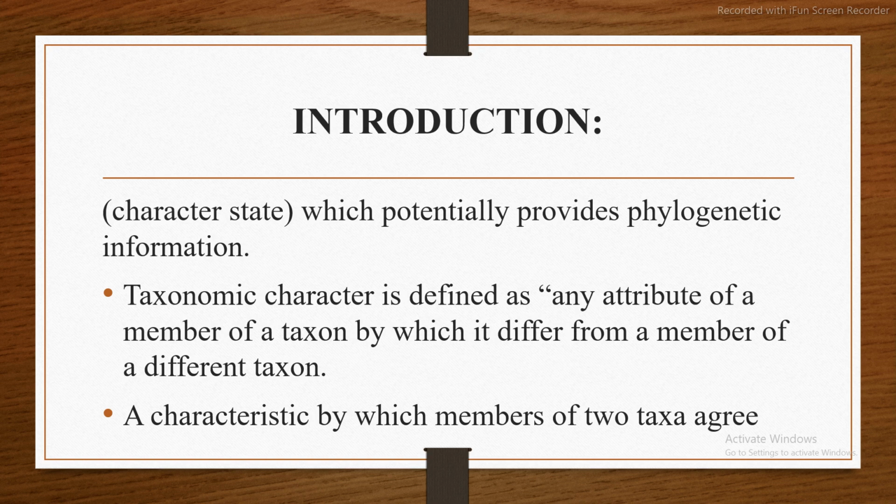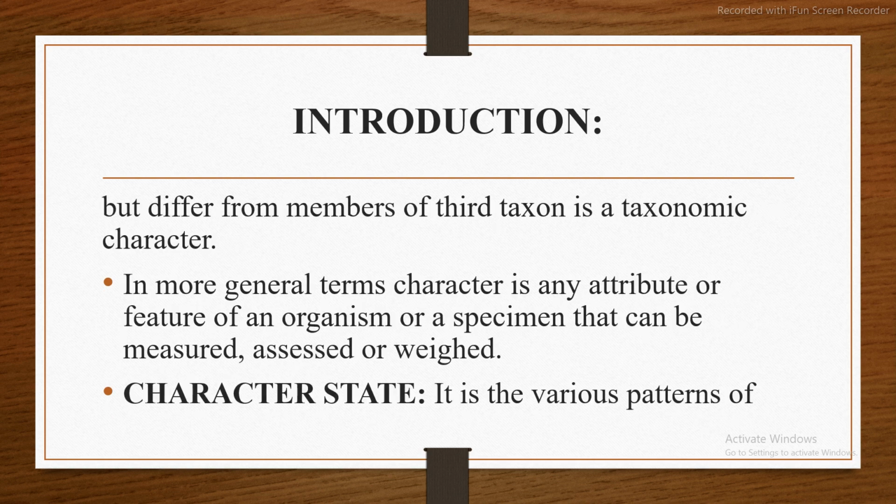A taxonomic character is defined as any attribute of a member of a taxon by which it differs from a member of a different taxon. A characteristic by which members of two taxa agree but differ from members of the third taxon is a taxonomic character. In more general terms, a character is any attribute or feature of an organism or a specimen that can be measured, assessed or weighed.